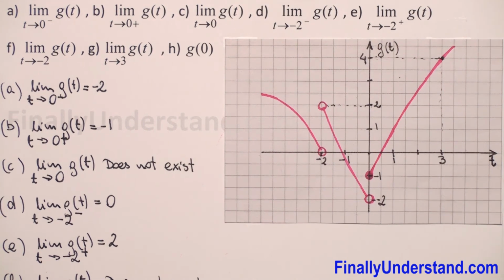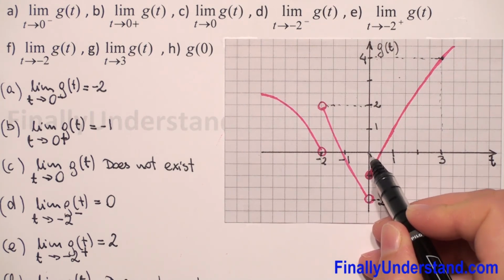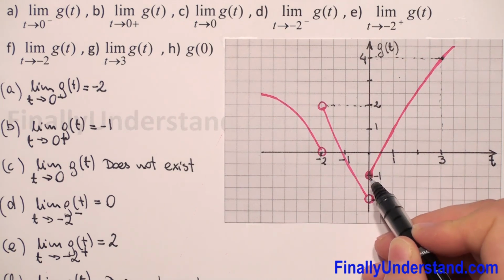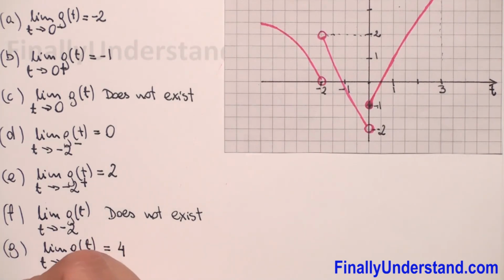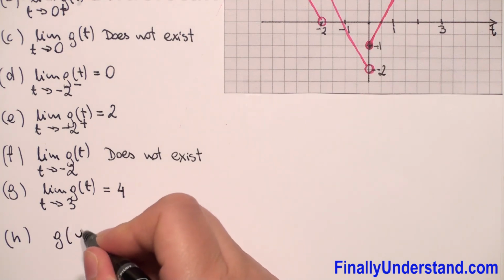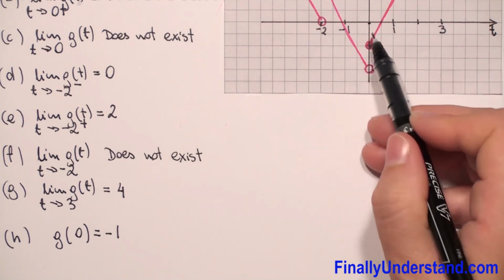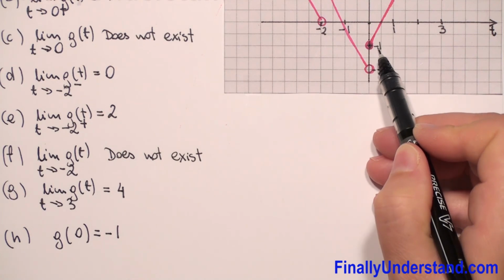Now we have to find the value g of 0. We find 0, t equals 0, and the value for 0 is negative 1. So we have H. Question: the value g of 0 is equal to negative 1. One more time, the value g of 0 is equal to negative 1.